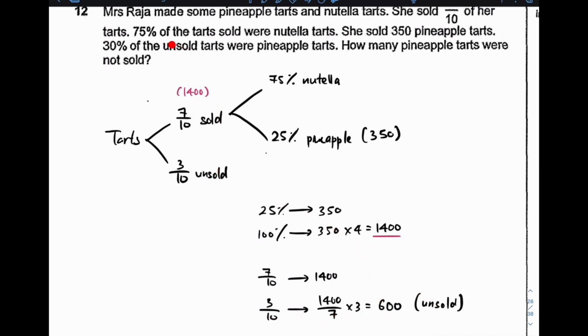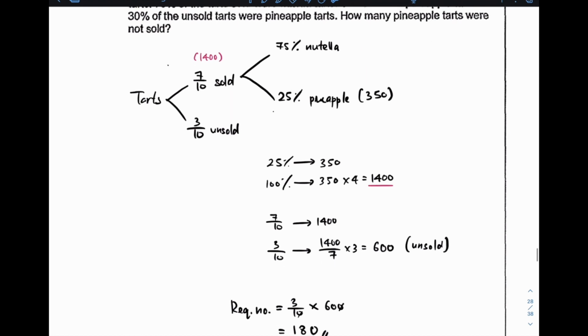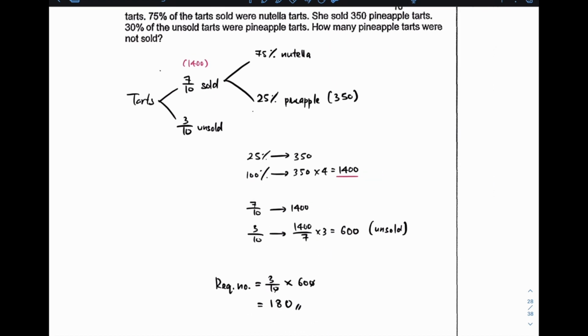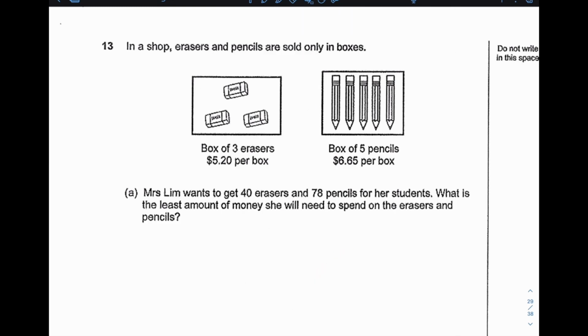And we are told 30% of this 600 were pineapple tarts. Okay, so how many pineapple tarts were not sold? So that basically will be 30%, which is 3/10 of this 600. And that is 180.